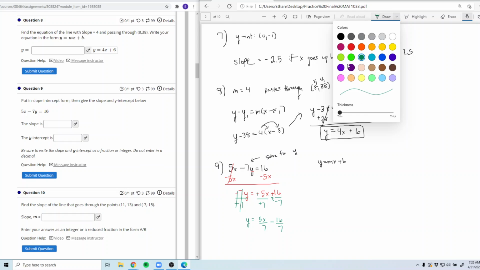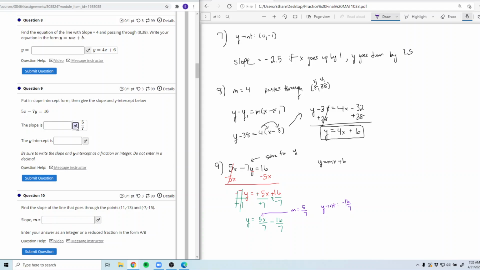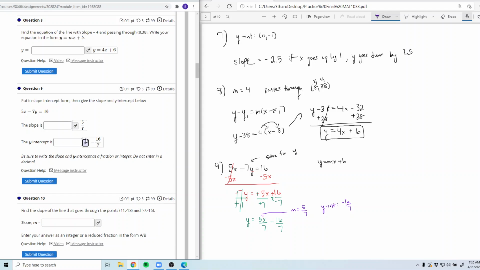And we actually can see the slope and y-intercept directly because the slope is the number multiplying the x, which is 5 over 7. And the y-intercept, the b, is the number being added on by itself. Don't forget, because there's a minus sign here, it's negative 16 over 7. Let's go ahead and just see that. Slope is 5 over 7. Y-intercept is negative 16 over 7.